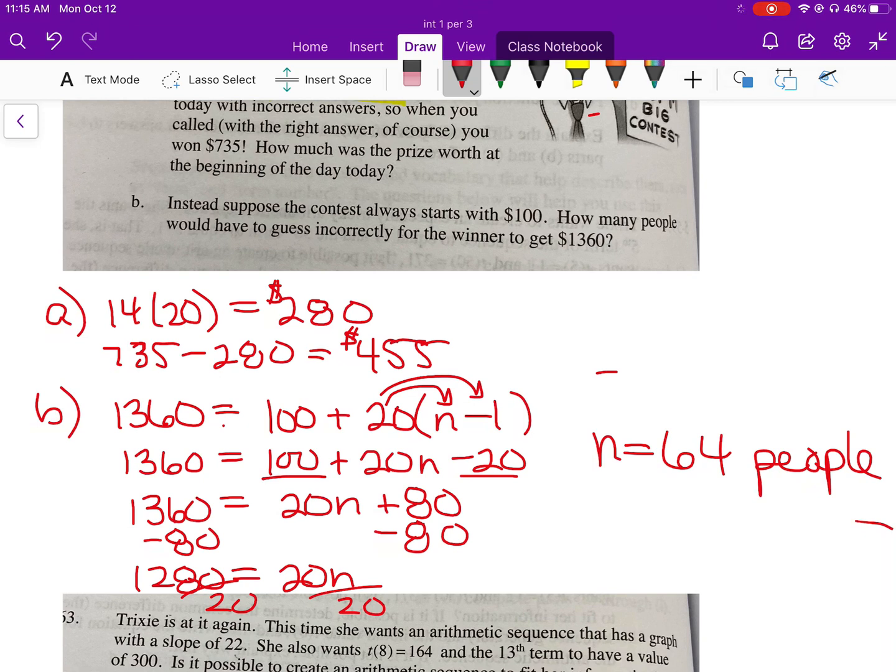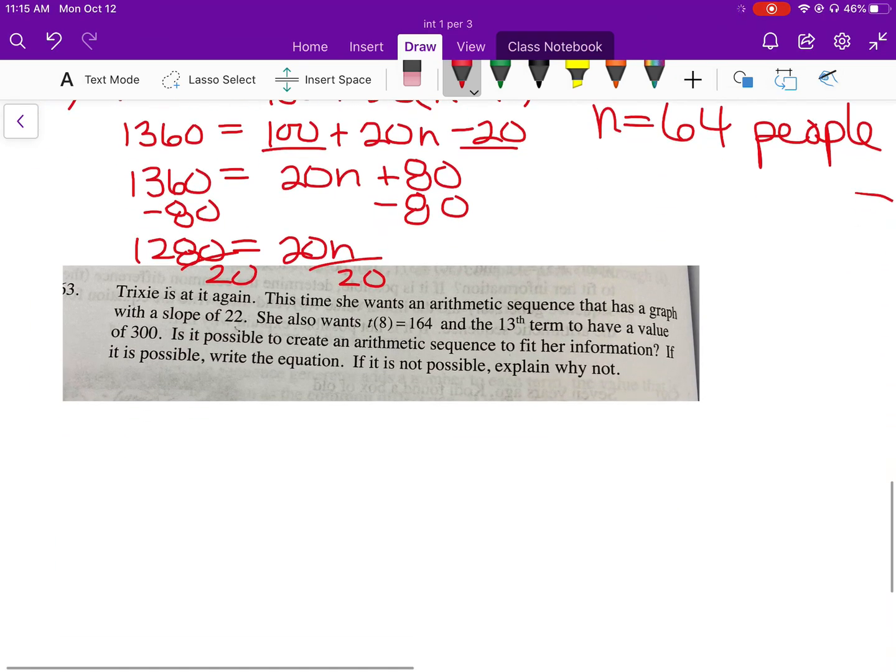Okay. We have what, 15 minutes left? And we're on 63. Look at that. We've done almost every question that you have as an assignment. So what should you do as soon as we're done with the classwork? Take a picture and submit it. Have it ready.